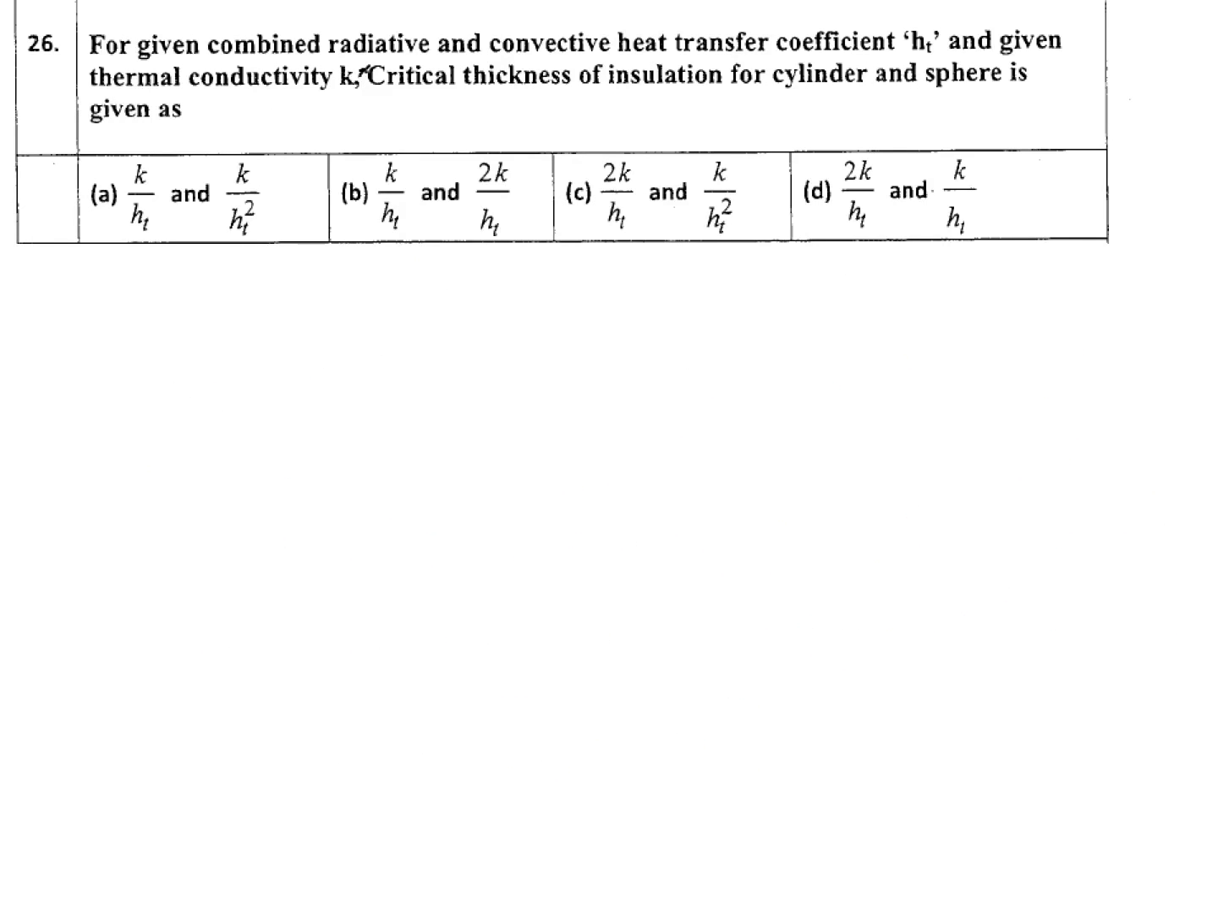For a given combined radiative and convective heat transfer coefficient h and given thermal conductivity k, the critical thickness of insulation for cylinder and sphere is given as follows. This is very important for all exams. For cylinder it's k by h, and for sphere it's multiplied by 2: 2k by h. B is the answer.